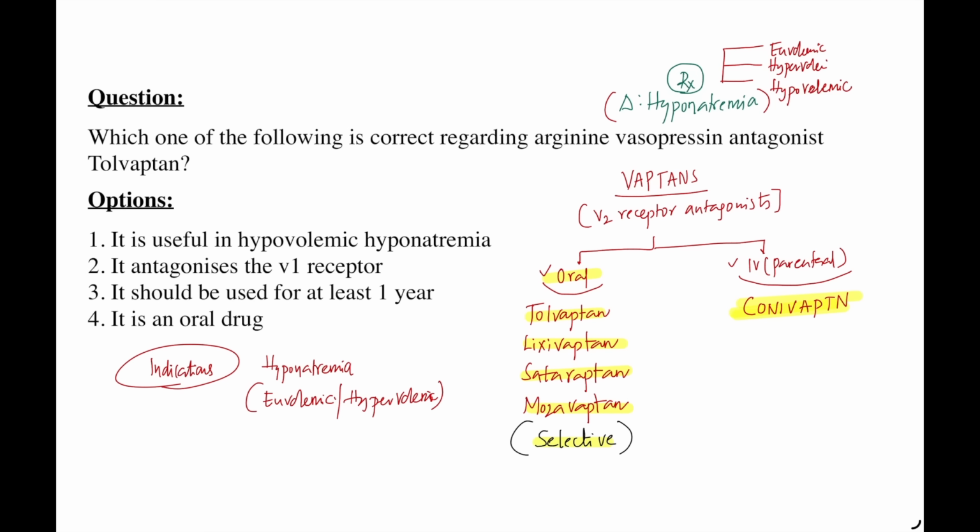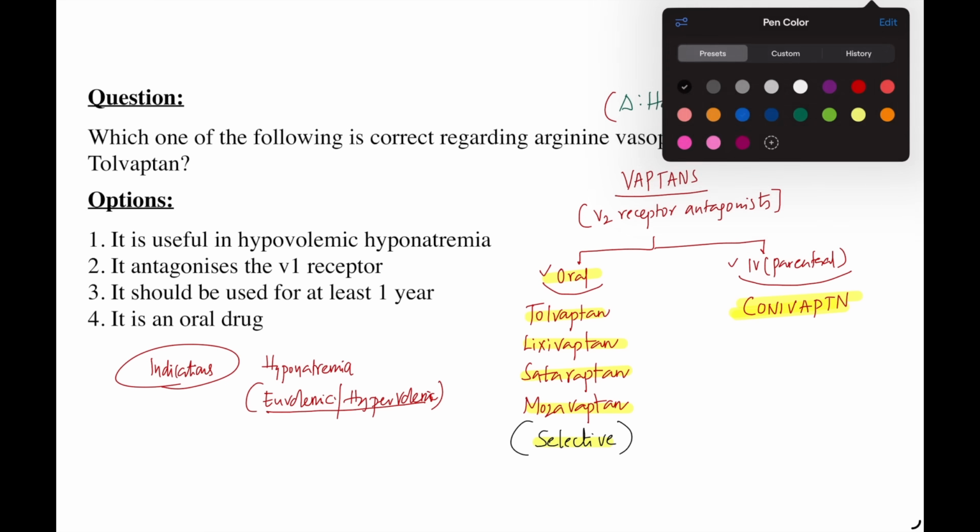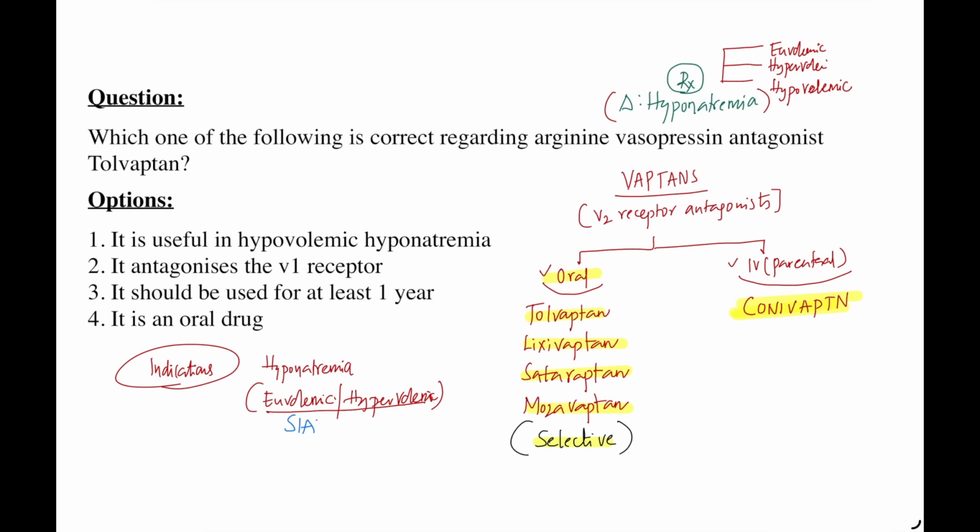These drugs, AVP antagonists, that is vaptans, are effective in euvolemic and hypervolemic hyponatremia. The important condition to know from an exam point of view is syndrome of inappropriate antidiuretic hormone secretion, SIADH, which is euvolemic. It is a very important indication. Whereas these are contraindicated in hypovolemic hyponatremia. This point is important because of the first option in this question.